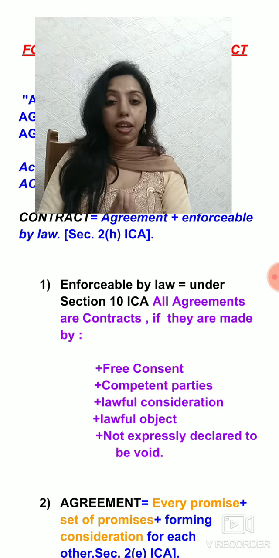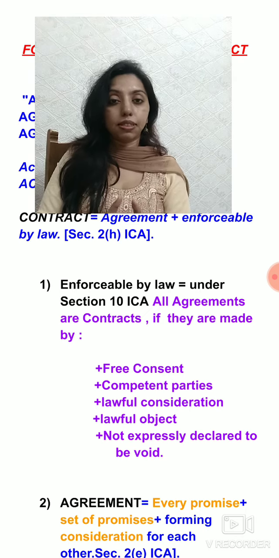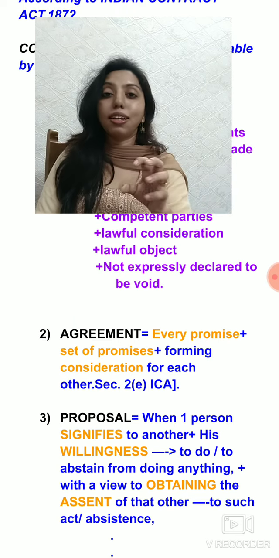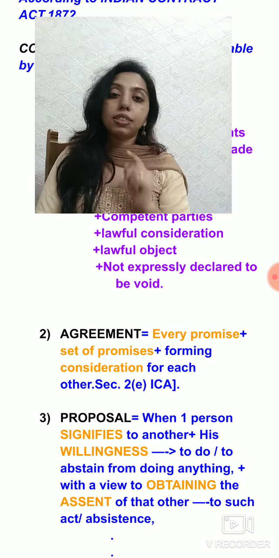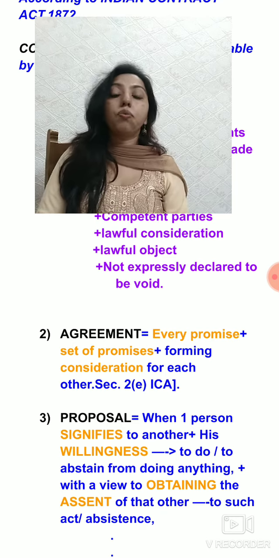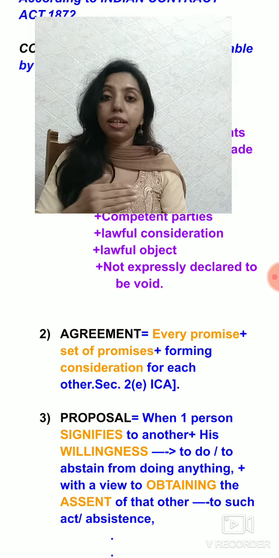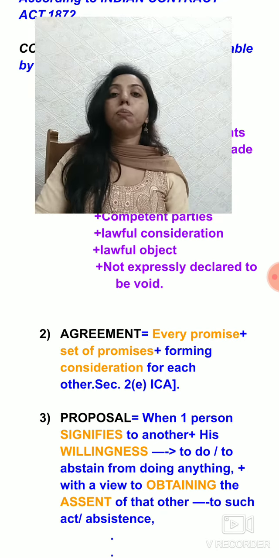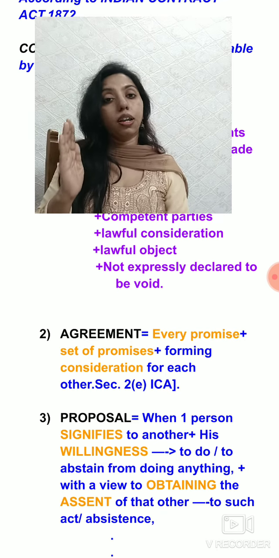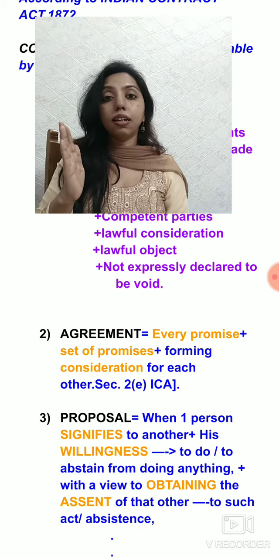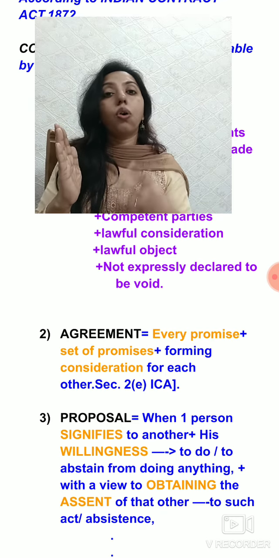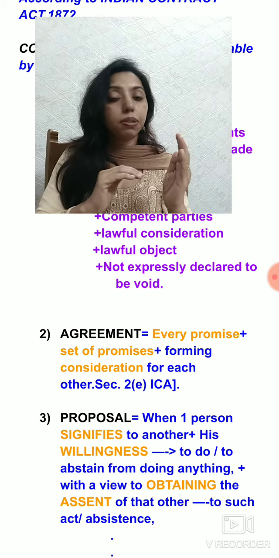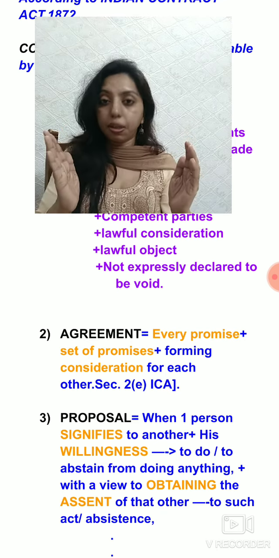In order to understand an agreement, we need to understand what a promise is, and a promise depends upon understanding the term proposal. So first, what is an agreement? When every promise and every set of promises forming the consideration for each other is said to constitute an agreement. Let's take an example. Suppose A is a proposer or offerer, dealing with selling 200 contract books, and he makes an offer to B, asking whether B is interested in buying the books which are to be sold by A.